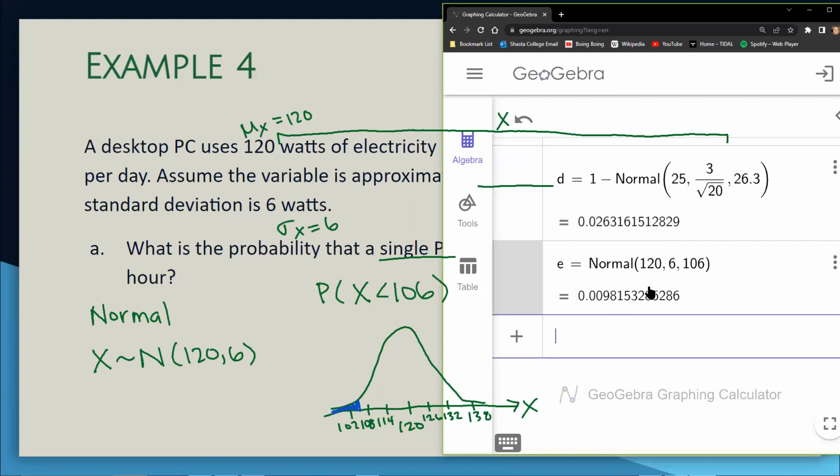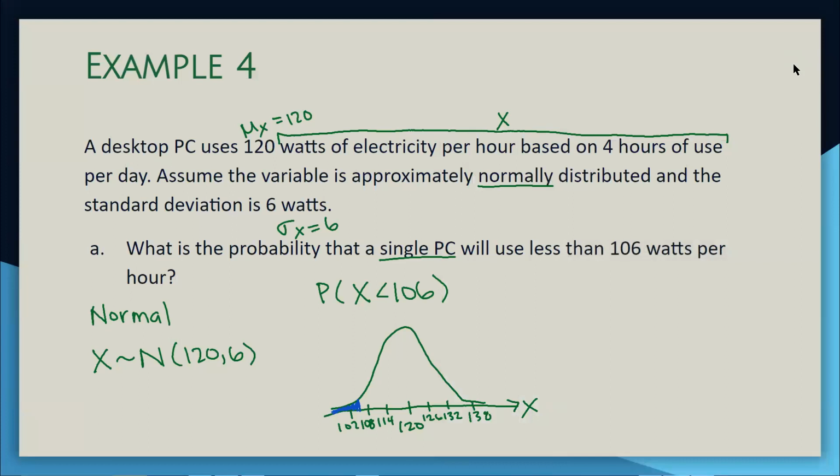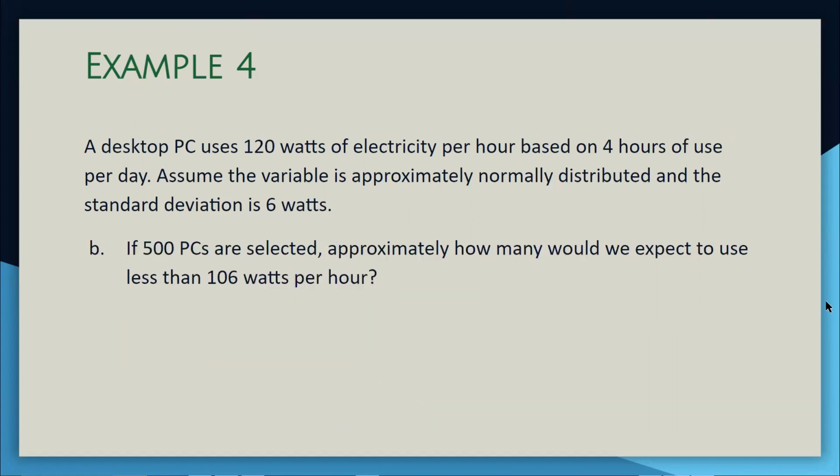So 0.0098. So a little less than 1%. So if we randomly select a desktop PC, there is a less than 1% chance that that PC is going to use less than 106 watts per hour. So very unlikely. So let's keep that value in mind, 0.0098. And I'm going to write that up here before we move on.